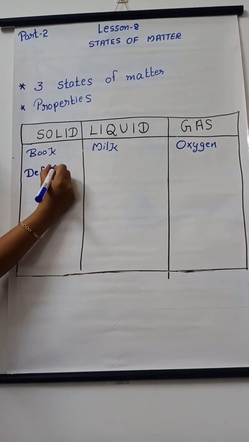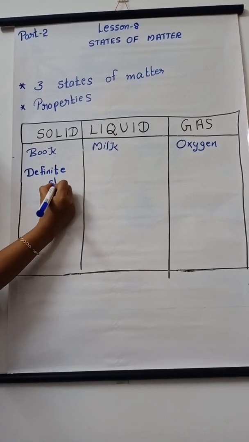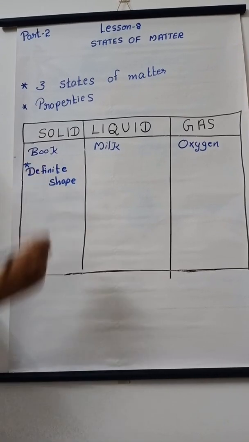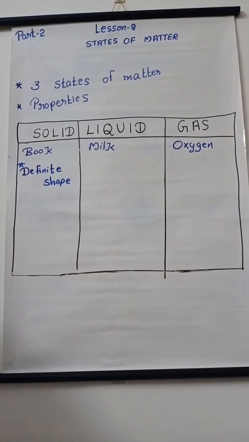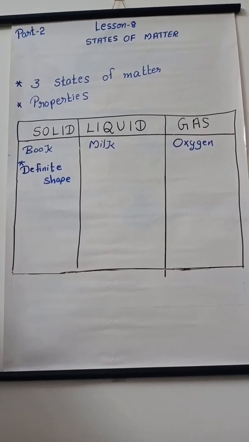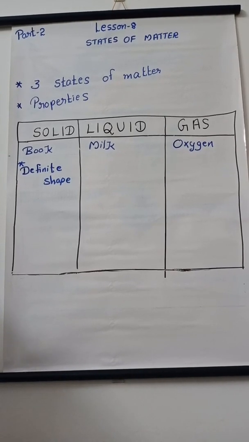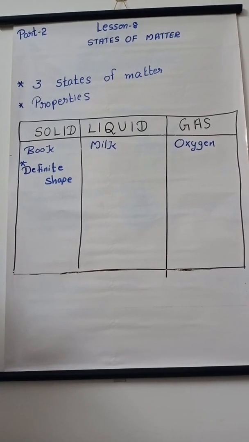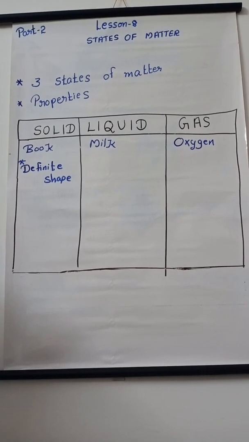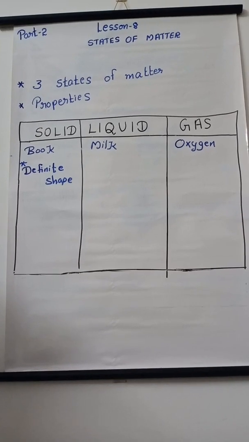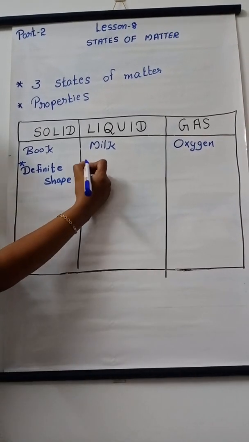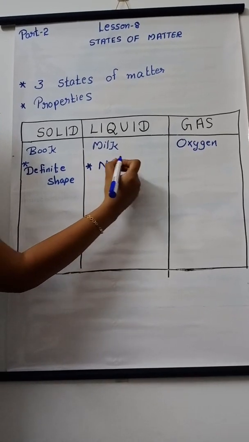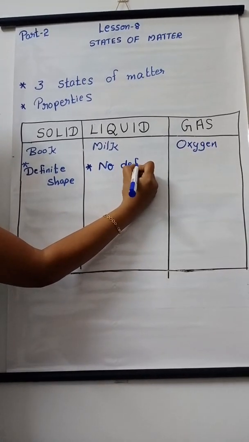You should learn the spelling of definite shape. So one of the property of solid is that it has a definite shape. But in the case of milk, which is a liquid, it will take the shape of the vessel into which it is poured. So we can say that liquid do not have a definite shape. So in the case of liquid, there is no definite shape for them.